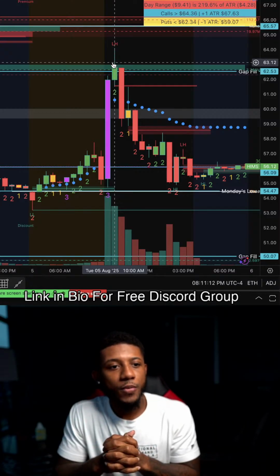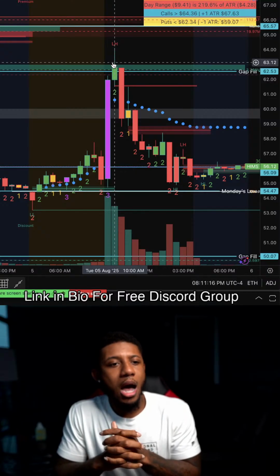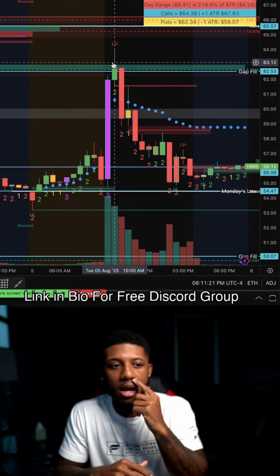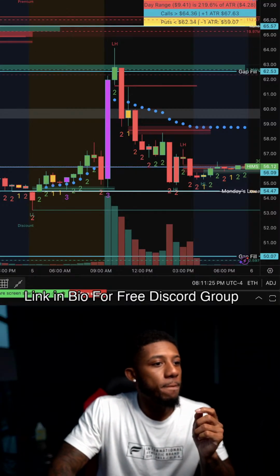Options trading is different than Forex? Absolutely. Yes, in Forex, you're trading currencies. In options, you are trading contracts on stocks. To not overcomplicate it, you're trading stocks. Okay.